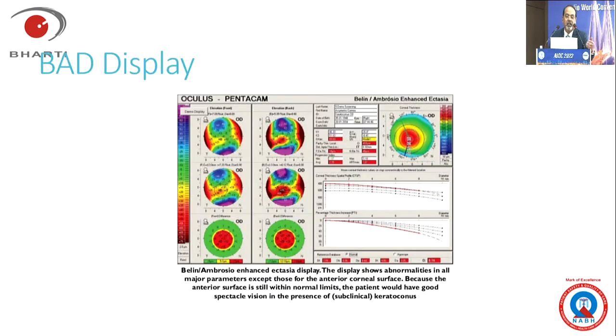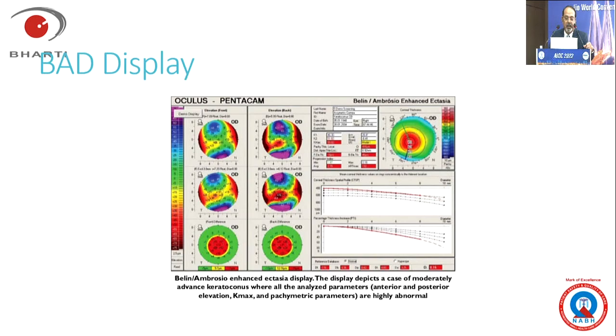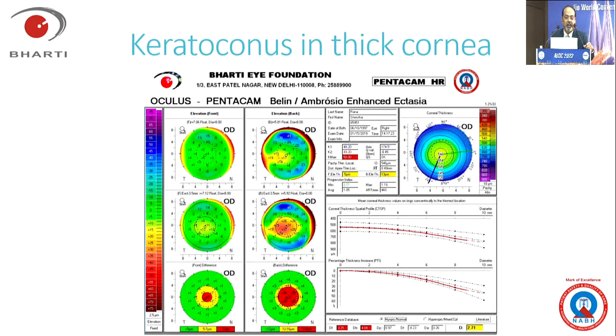And this is a bad display which everybody knows, whosoever is using a Pentacam, that posterior float. Here you can see that there is a frank form fruste or keratoconus possibility in this eye, and these should not be taken at all.